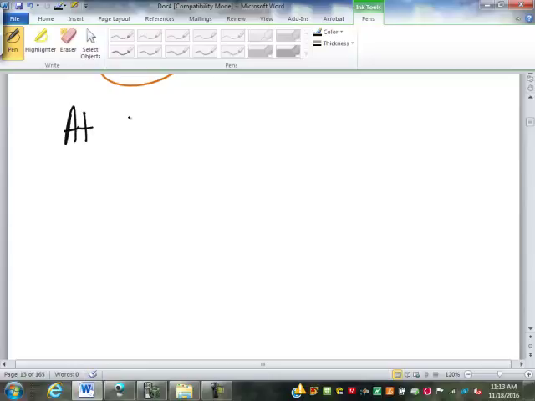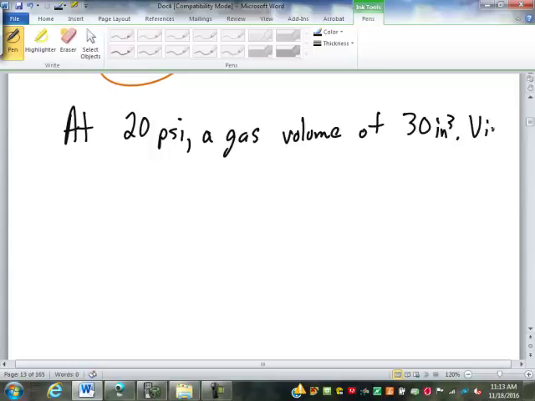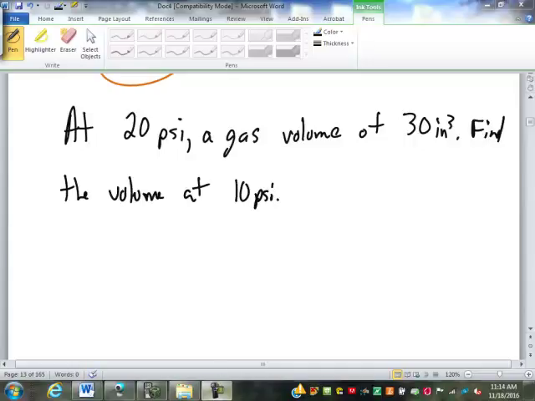So let's say that at 20 psi, a gas has volume of 30 cubic inches. Find the volume at 10 psi. I'll give you a few minutes to try that one.